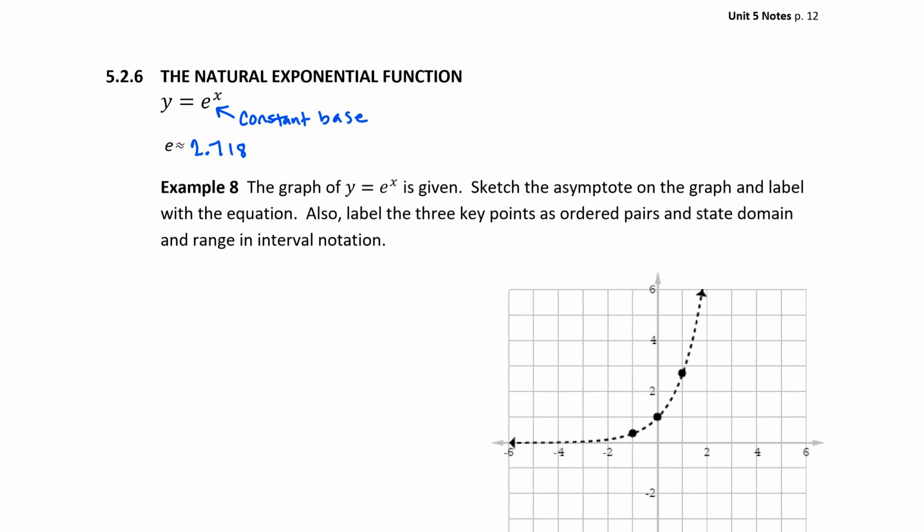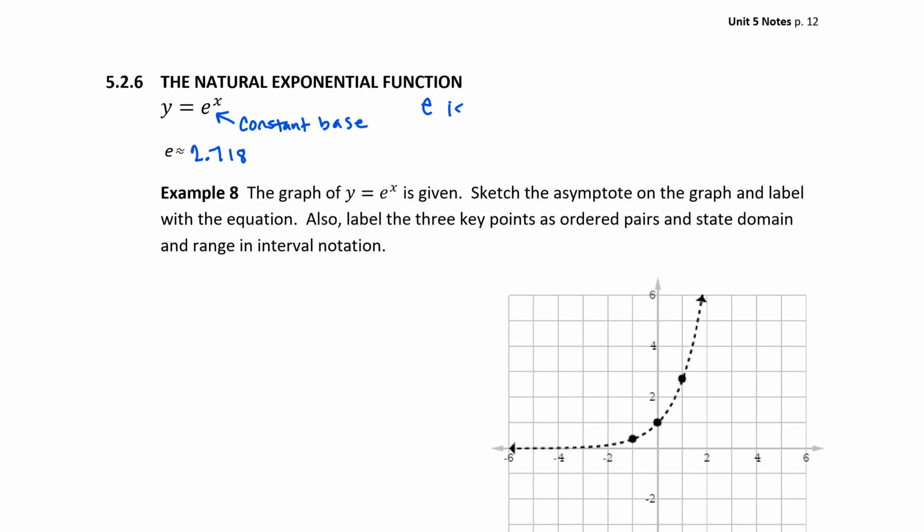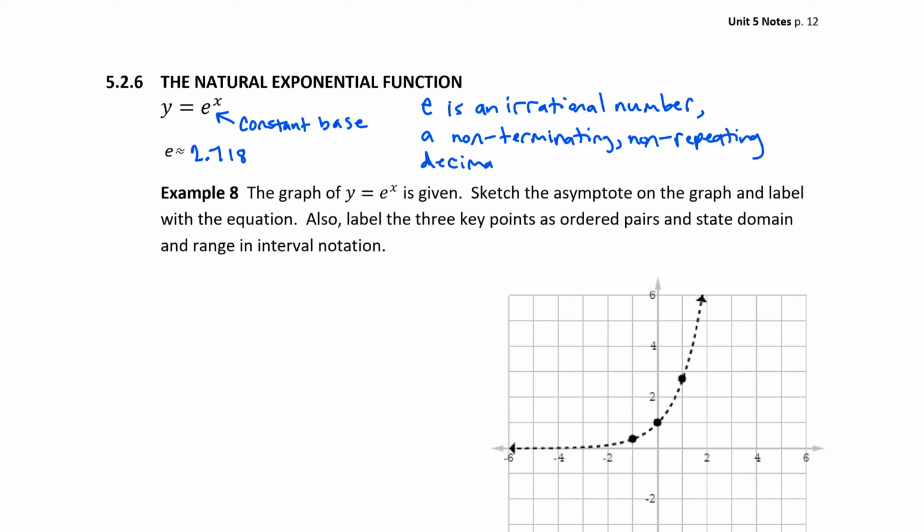Now, e is an irrational number. What that means is that it is a non-terminating, non-repeating decimal. Non-terminating means it goes on forever and ever, non-repeating means there's no pattern, and it is a decimal. It cannot be written as a fraction.